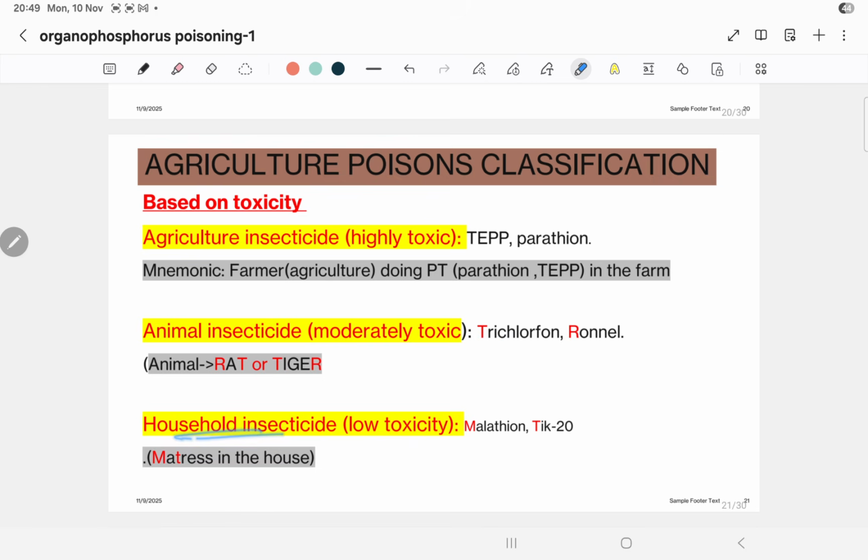Household insecticides. So we have mattresses in households. Or you can say mat. So you remember M and T, malathion and TIC20. That is how you can remember. So agriculture, visualize a farmer doing PT in the farm, and from PT you can remember TEPP and parathion. Animal, you have to remember rat or tiger, first letter, last letter. Household, you have to remember mattress.